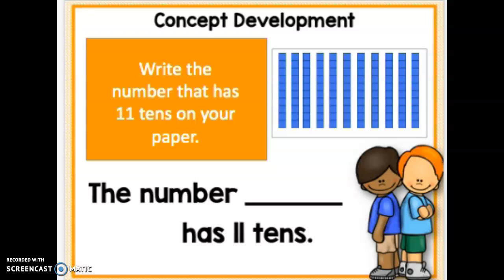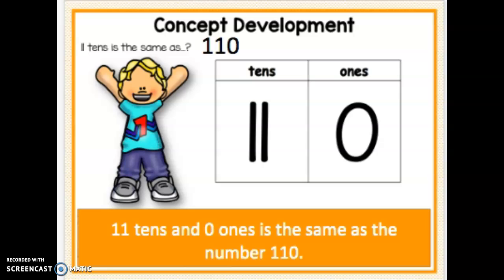Write the number that has 11 tens on your paper. Look at your 10 rods. Write the number that has 11 tens. 11 tens is the same as 110. 11 tens and 0 ones is the same as the number 110.